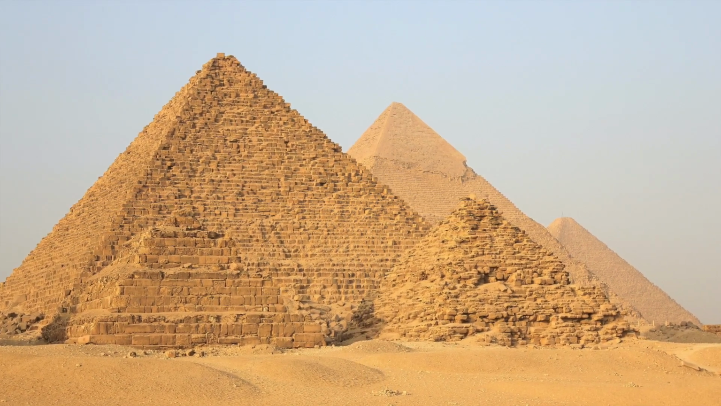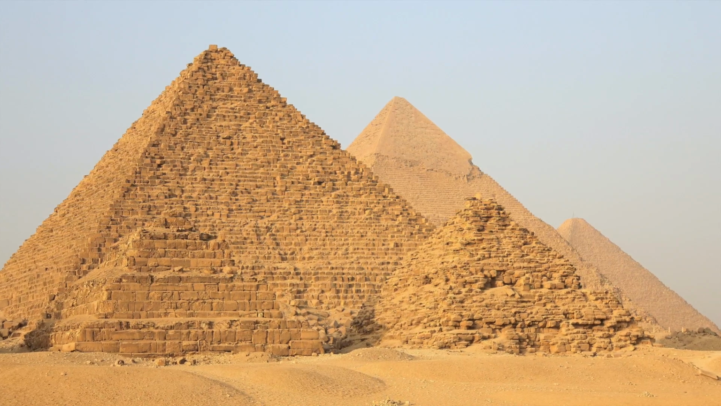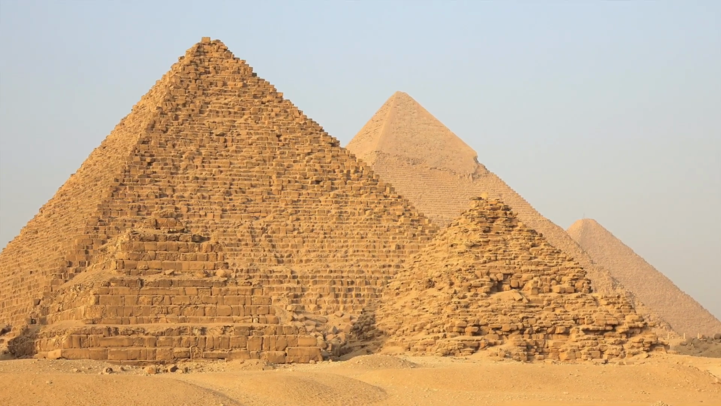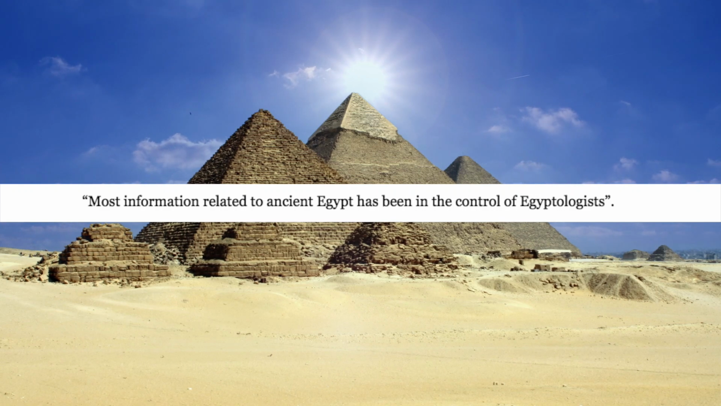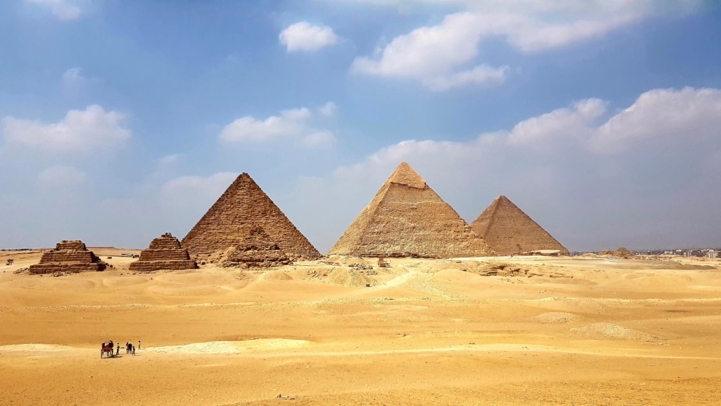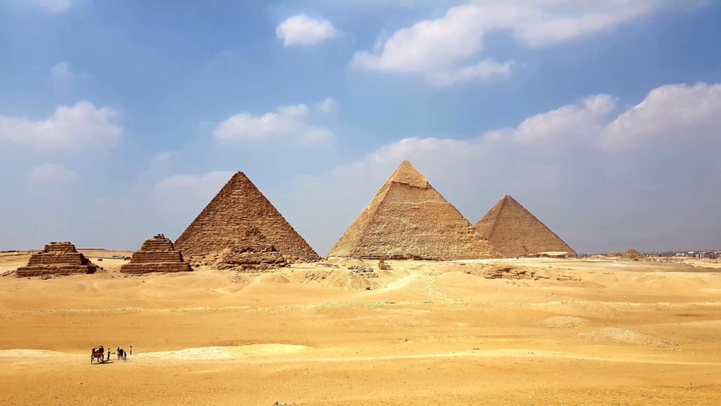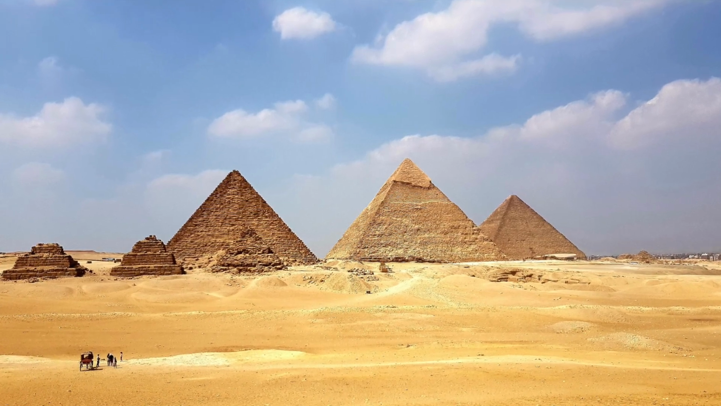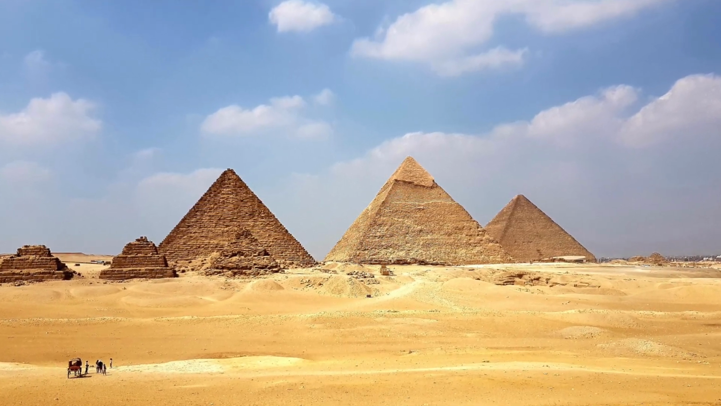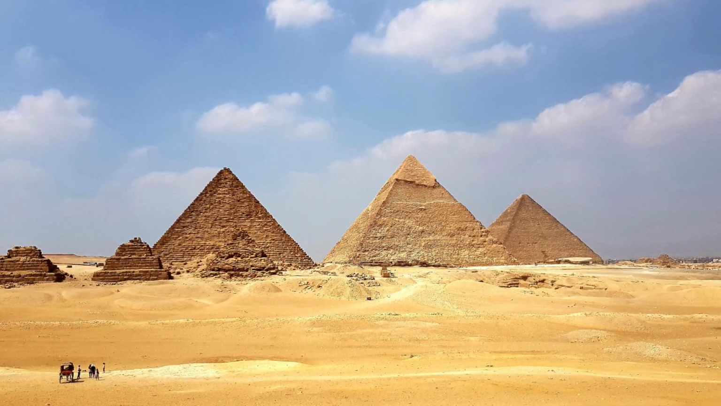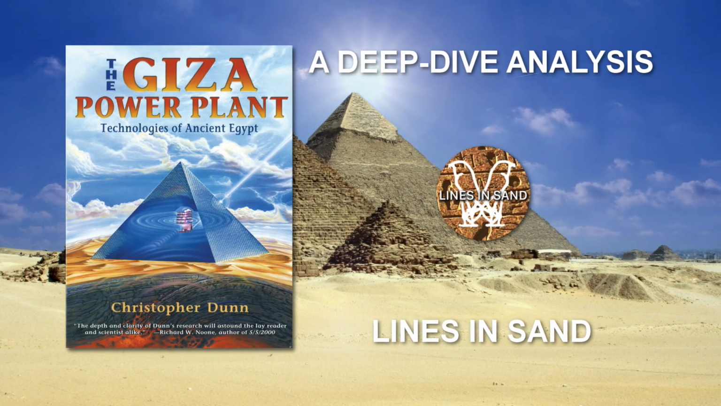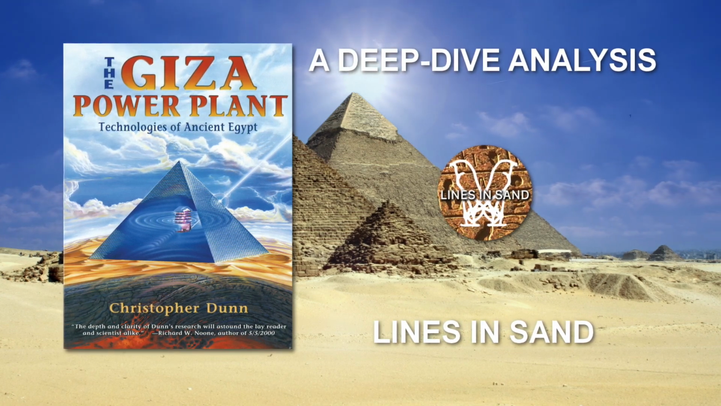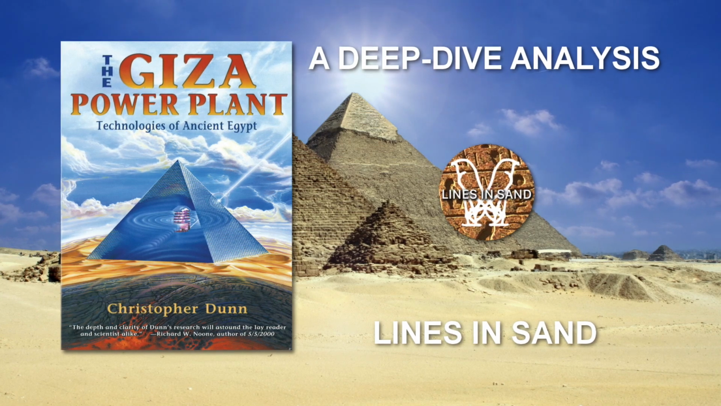Chapter 1, then, of the Giza Power Plant hammers this point home in its opening section, where Dunn states that, quote, most information related to ancient Egypt has been in the control of Egyptologists. He writes then of a tide of alternative thinkers who are bucking this trend and treading the ground in Egypt, with Edgar Cayce, Dr. Joseph Shaw, and Tom Danley all getting a mention. I am a bit surprised that Robert Bauval and Graham Hancock don't get a mention yet, but Tom Danley's acoustic tests we'll come back to a little later in this video.